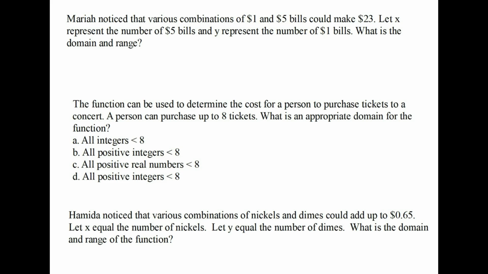All right. Mariah noticed that there are various combinations of $1 and $5 bills that could make $23. So let X represent the number of $5 bills, and Y represent the number of $1 bills.